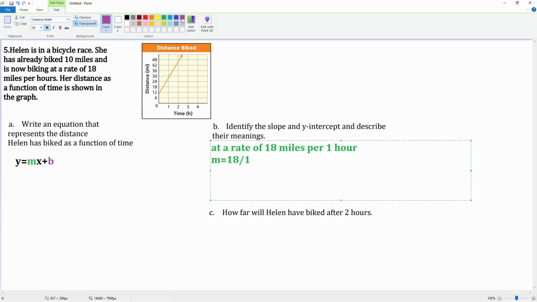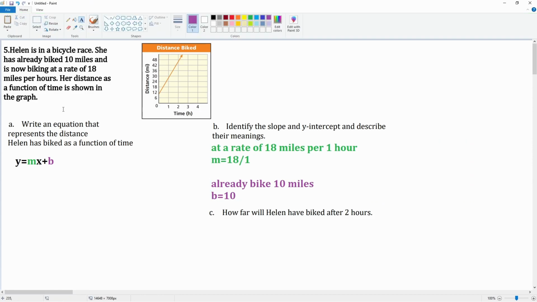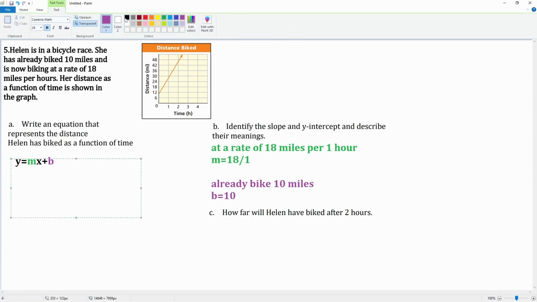Next, let's look for some keywords for the y-intercept. It says already biked 10 miles. Okay, and this would be the y-intercept, b. All right, so there you go. You have that value. Now you can actually plug it in here.